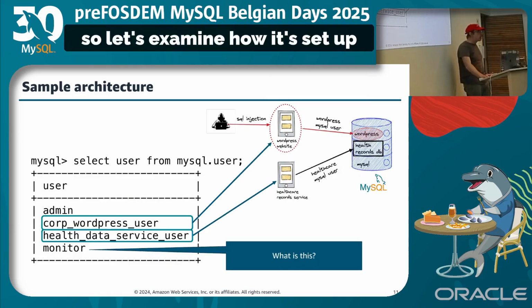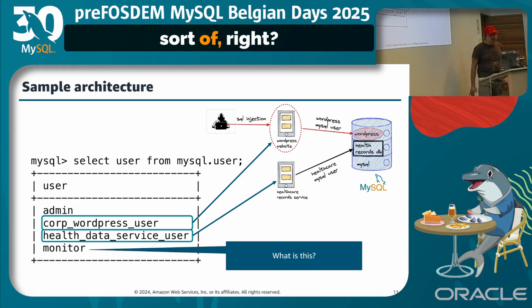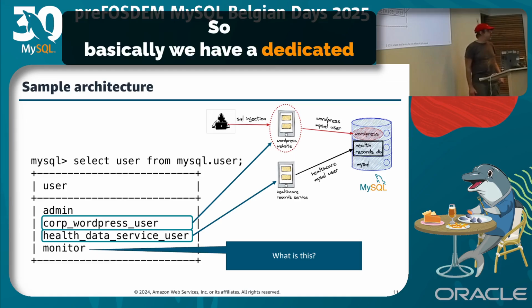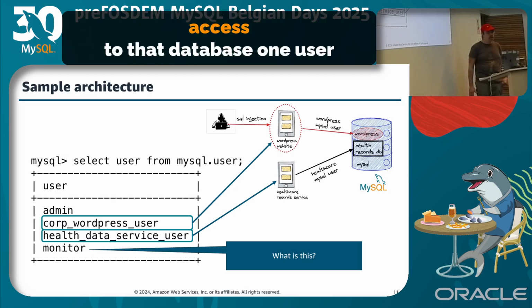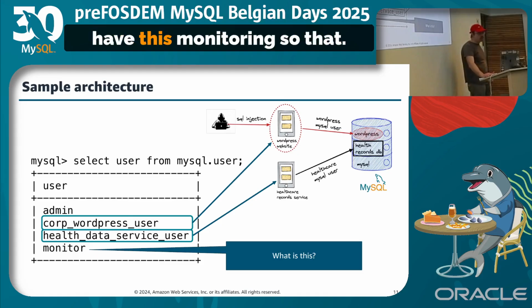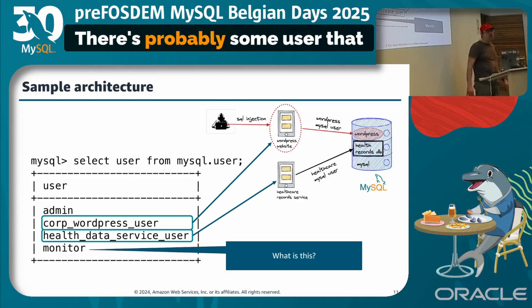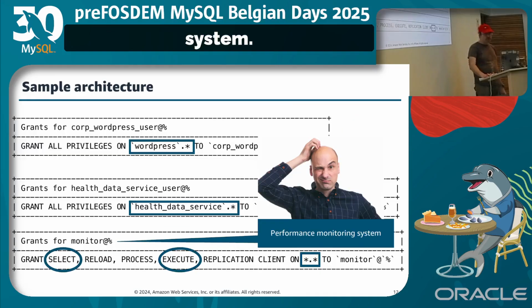So let's examine how it's set up. Again, this is set up correctly, sort of. Basically, we have dedicated users: one user for the health records database, which only has access to that database, and one user for WordPress. But we also have this monitoring user. What is this? That's probably some user that is used by the monitoring system.